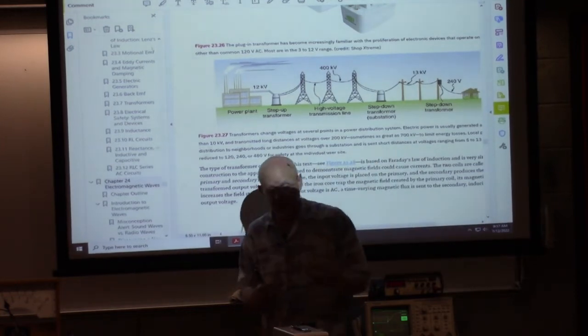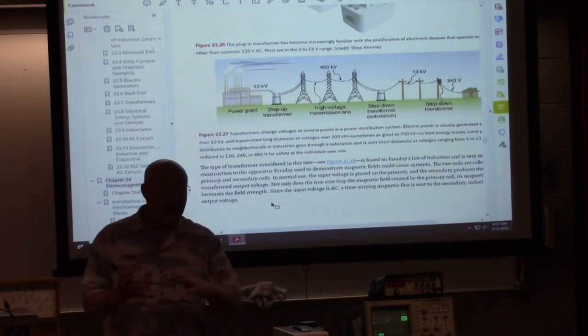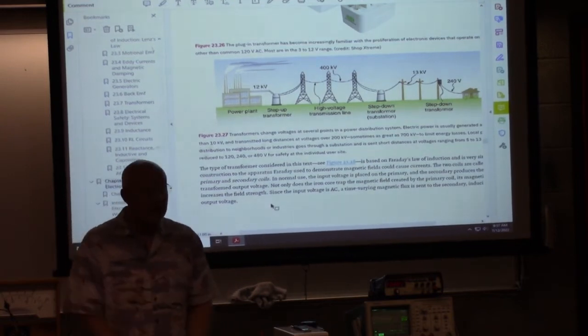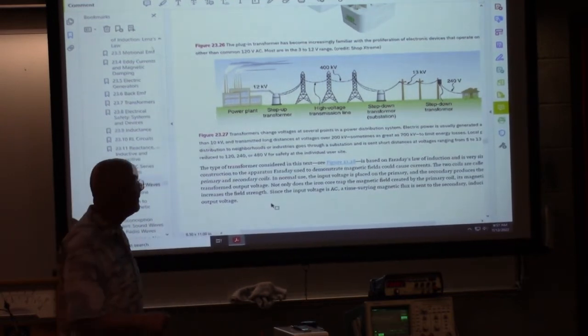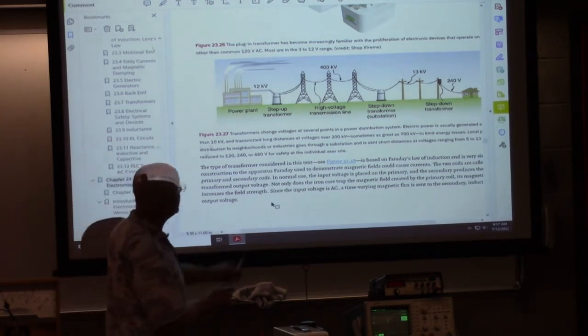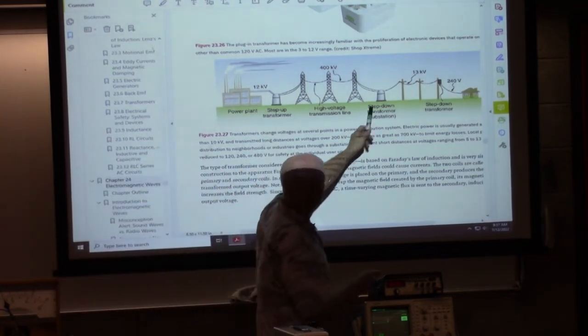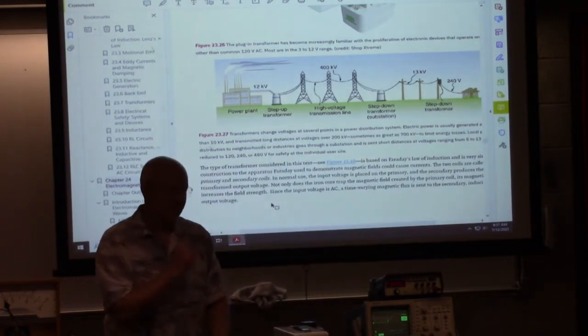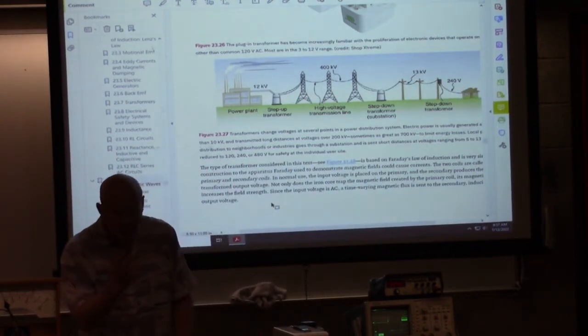And so what ultimately comes into your house is kind of a balance between safety and efficiency of what the voltage is. And so it's 240 by the time it enters your house. But all of these changes in voltage, going up, going down again, involve transformers. So what is a transformer?